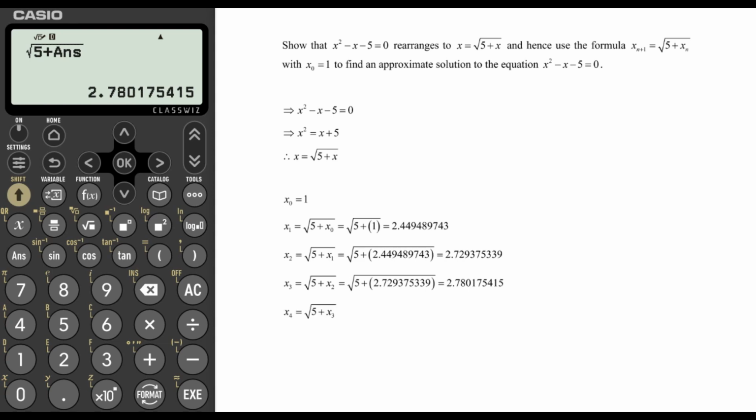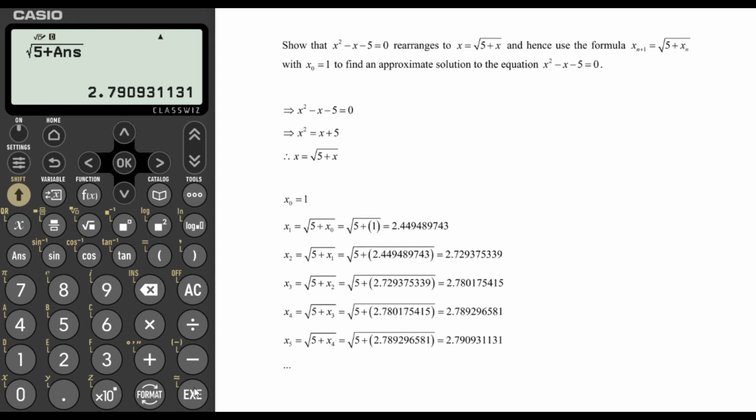x4 is equal to the square root of 5 plus x3. So we have the square root of 5 plus 2.78, etc. And working this out, we get 2.789, etc. x5 is the square root of 5 plus x4. So we have the square root of 5 plus 2.789, etc. And if I press execute, you will find we get 2.79, etc. Now we can continue.